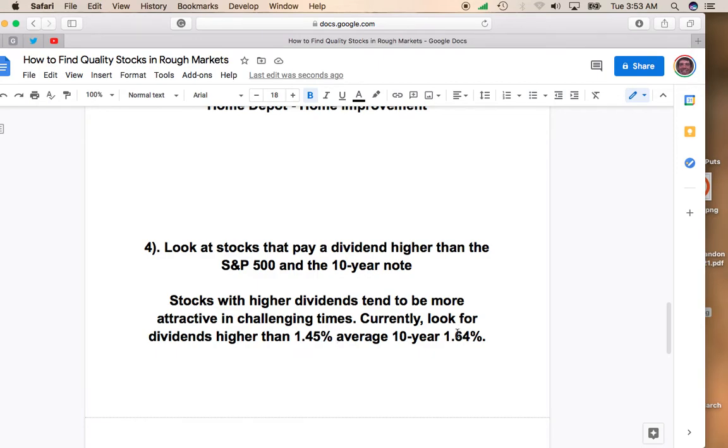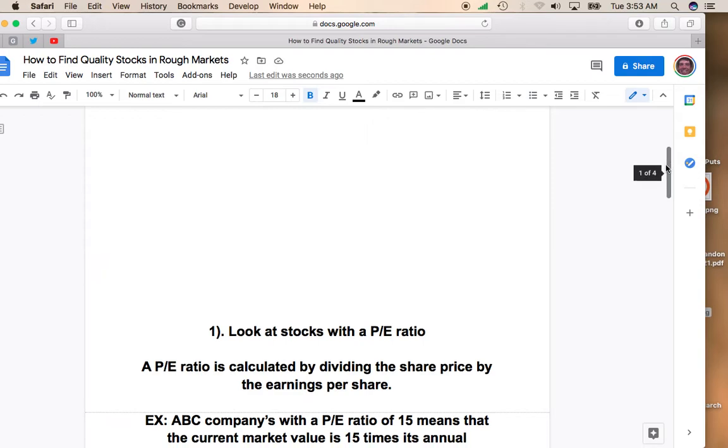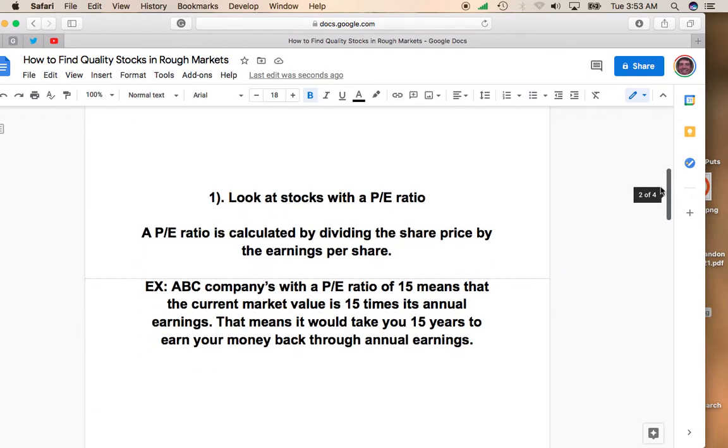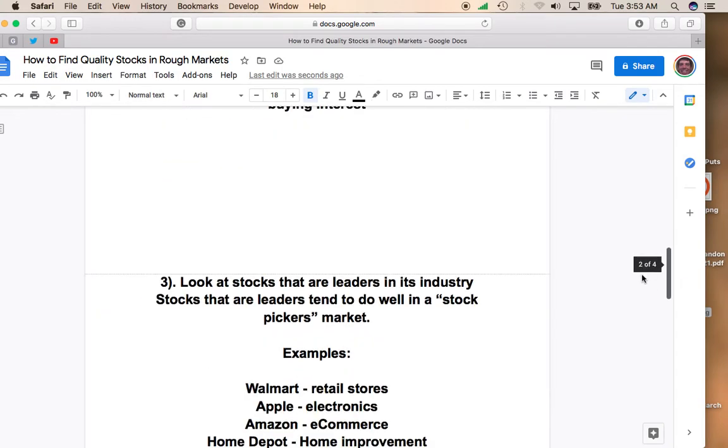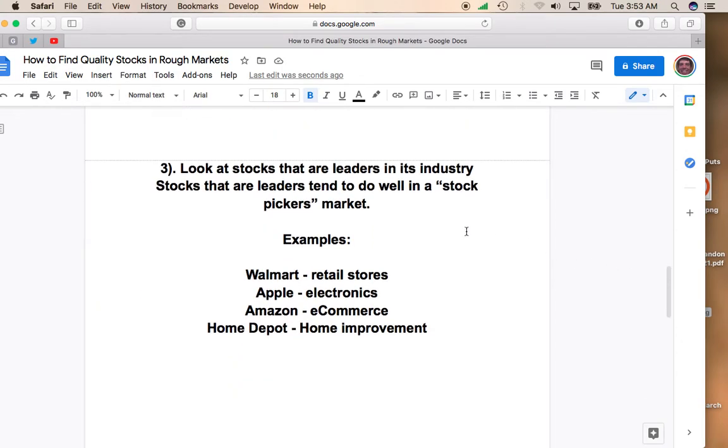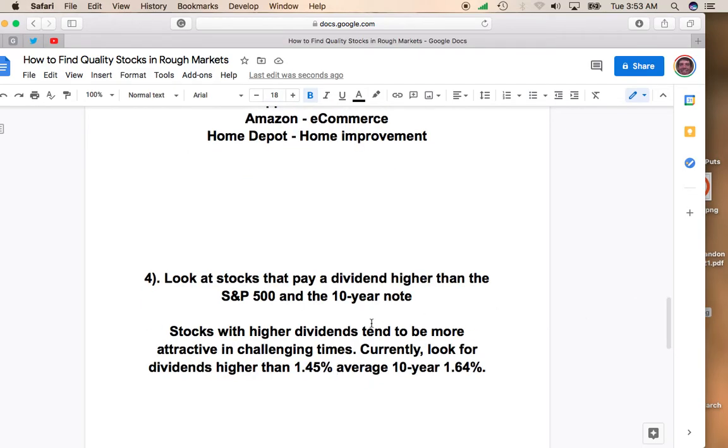I just want that higher dividend because that's another thing investors will be looking for in challenging times. So once again, you might take a look at a company that has a relatively low or competitive PE ratio, is within 5% of its 52-week high, is a big established company that's a leader in its market, and finally, has a dividend that's higher than the S&P 500 average or the 10-year note average, which is currently 1.45 for the S&P 500, and for the 10-year about 1.64.